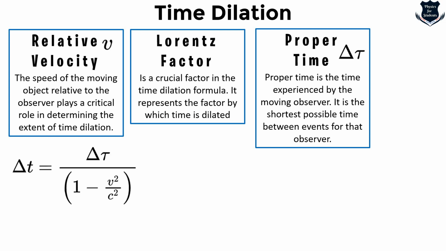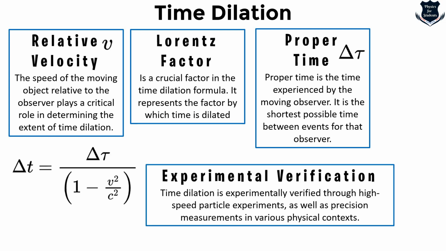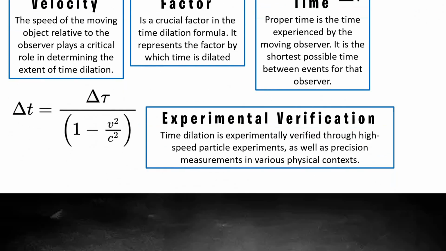So this is the shortest possible time between events. And again, just like length contraction, this is something which has been experimentally verified. Muon decay, etc. Lots of examples you can find on the internet. So this is how time dilation impacts physics.